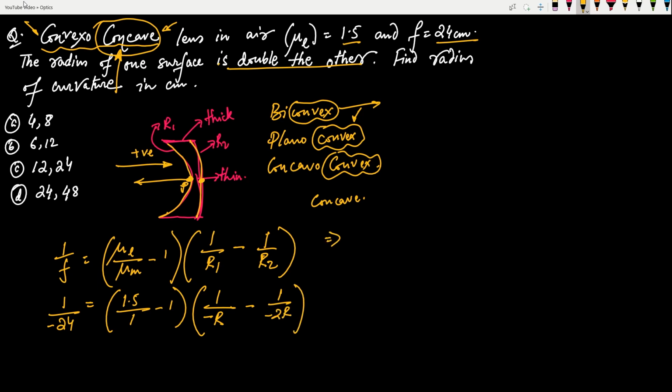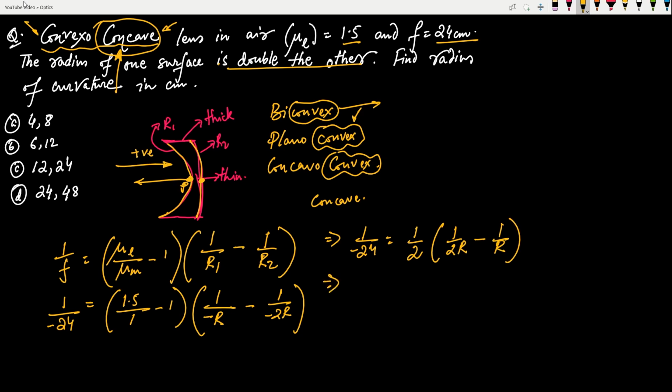Now if you go on solving this, then we will get that 1 by minus 24 is equal to 1.5 minus 1, which can be directly written as half, multiplied by 1 by 2r, minus minus will become plus, and this will be 1 by r. You can pause the video and solve this and you'll get the result.